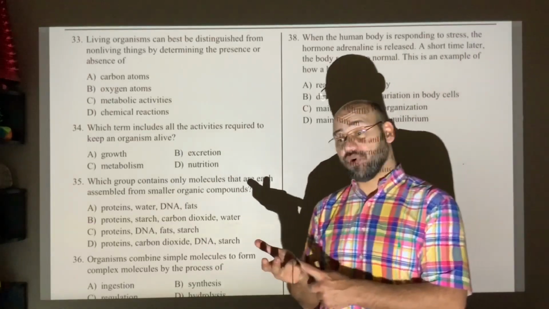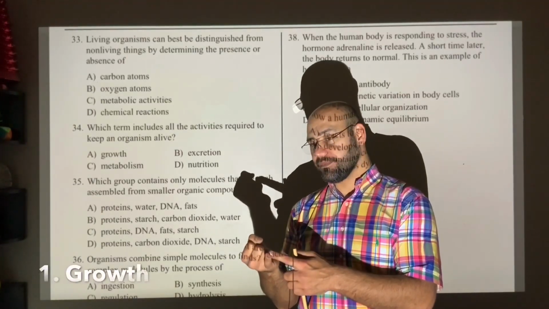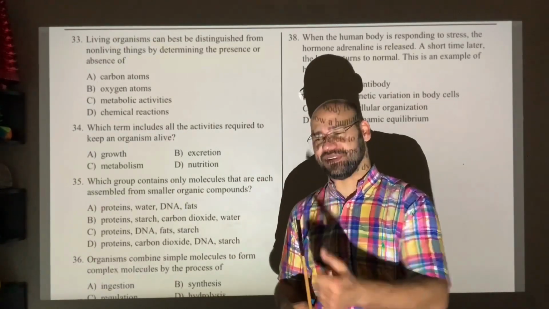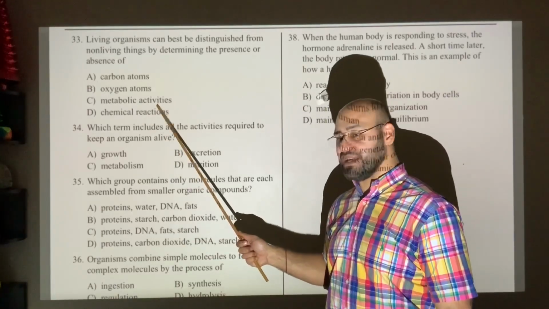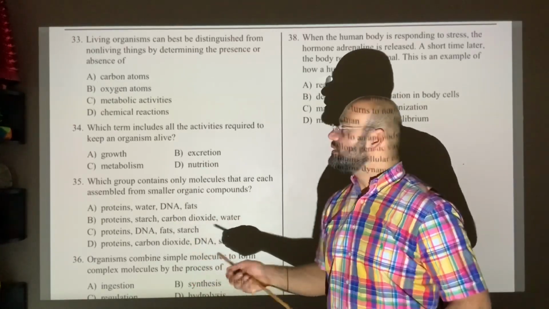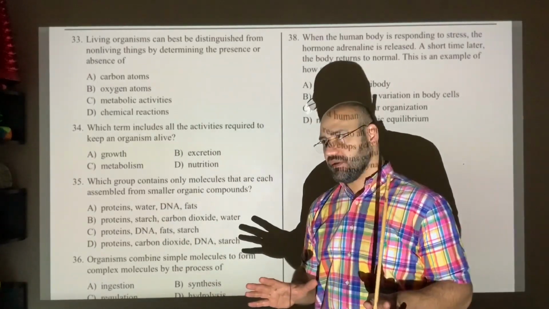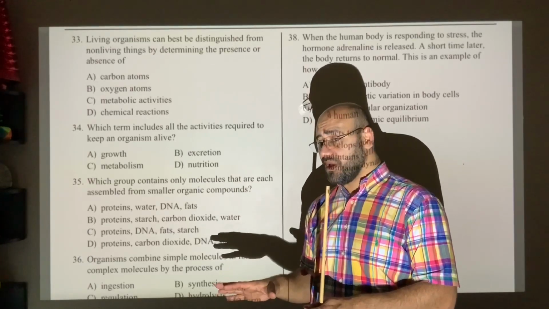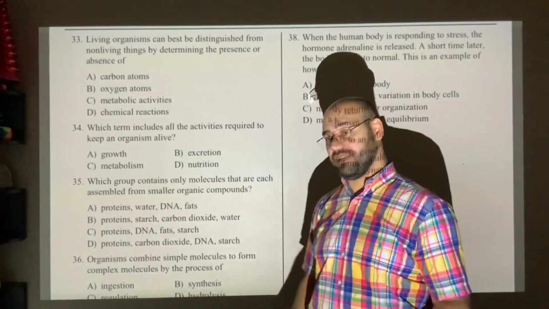Growth, transport, respiration, regulation, excretion, synthesis, nutrition. Those seven are essential life functions. Metabolic activities is just another name for the whole group. That's what it means. The presence of these activities that we just mentioned, does that mean something is a living organism? And if we don't have metabolic activities, does that mean it's a non-living thing?